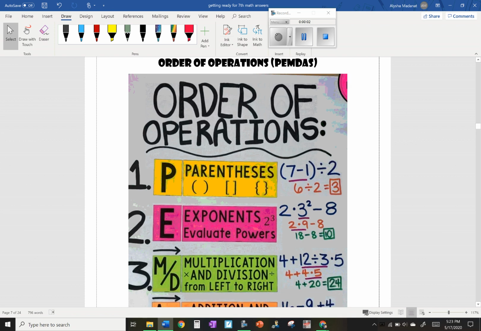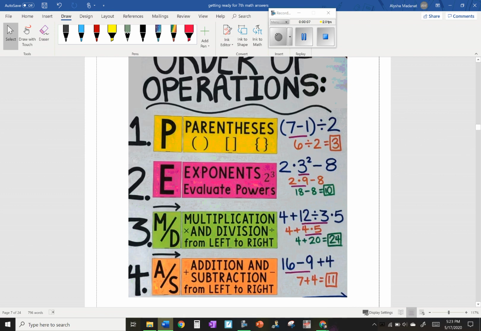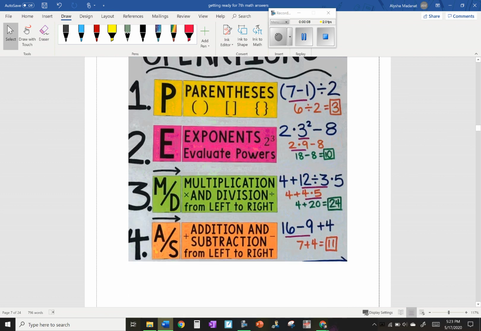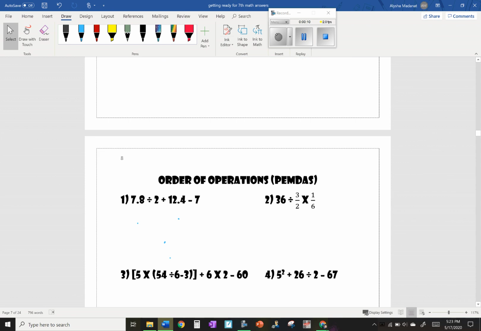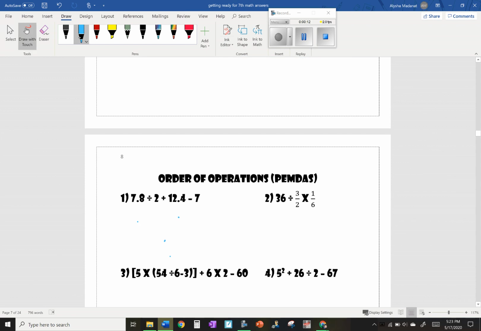All right, so multiple orders of operation, you've got PEMDAS: parentheses, exponents, and then multiplication and division left to right, addition and subtraction left to right. So in 7th grade, you're going to have decimals, fractions, and negative numbers.